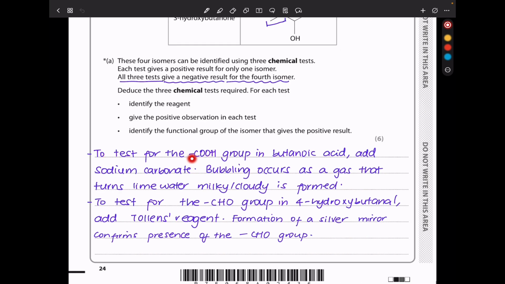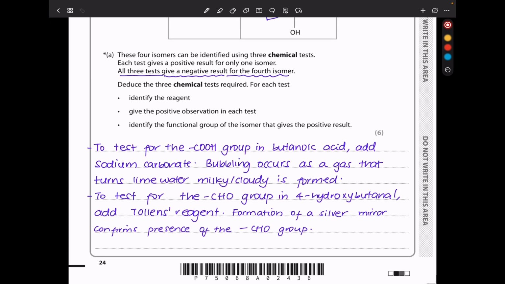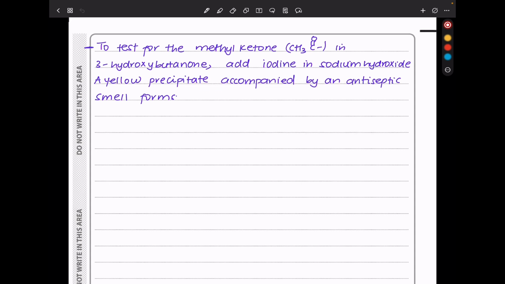So I say to test for the carboxylic group in butanoic acid, add sodium carbonate. Bubbling occurs as a gas that turns lime water milky is formed. And to test for the CHO group in 4-hydroxybutanol, add Tollens' reagent. Formation of a silver mirror confirms presence of the CHO group. And to test for the methyl ketone, which is that, in the 3-hydroxybutanone, add iodine in sodium hydroxide. A yellow precipitate accompanied by an antiseptic smell is going to be observed.